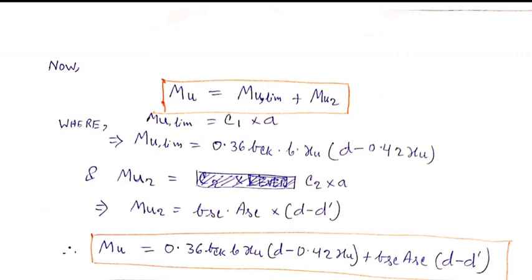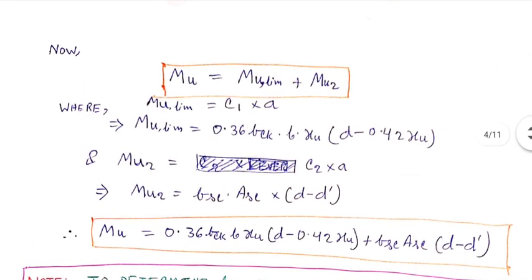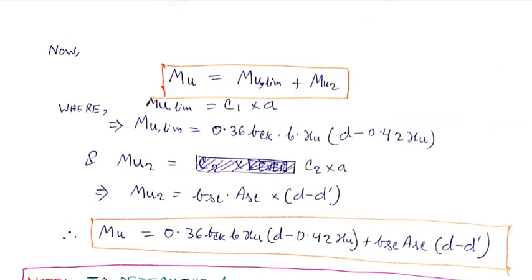So from this equation we can get the formula for Mu, that is equal to 0.36 fck into b into xu into d minus 0.42 xu plus Fsc into Asc within bracket d minus d dash. This is the formula to find out Mu for a doubly reinforced beam.